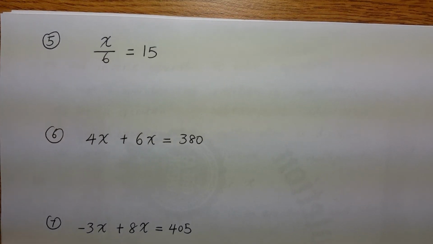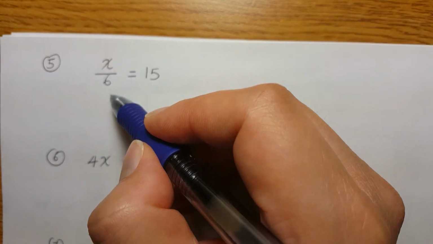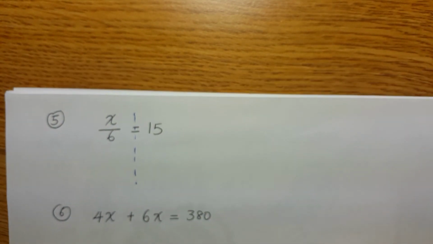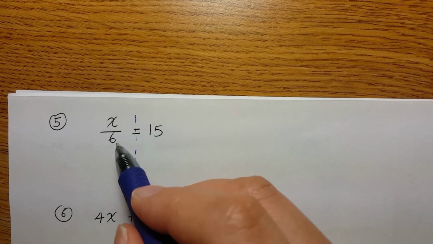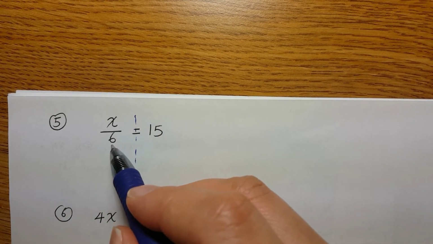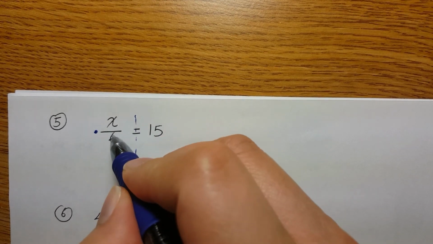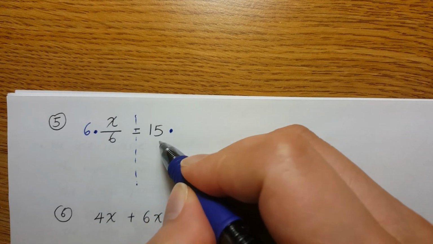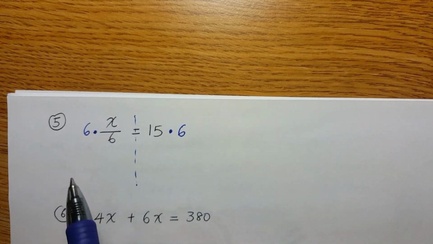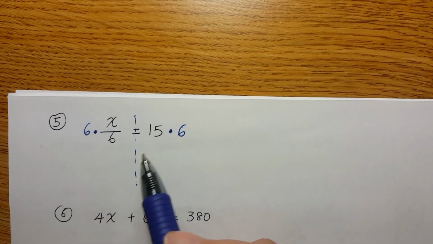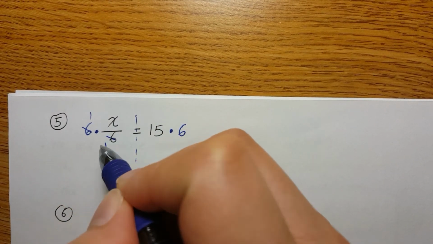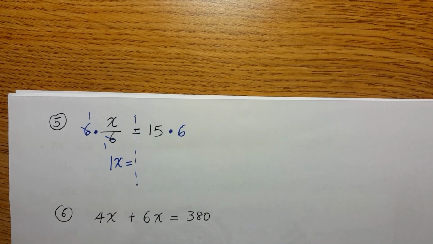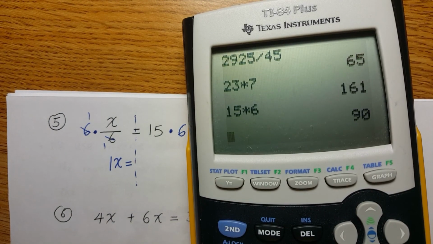X over 6 equal 15. That means x divided by 6 equal 15. So this is the middle. Division. In order to undo the division, we do multiplication. The denominator is 6, so we times 6. And we balance. We multiply the same number to the right side. Times 6, then times 6. So the 6 and the 6 will simplify. So we will get 1x equal 15 times 6 equal to 90.